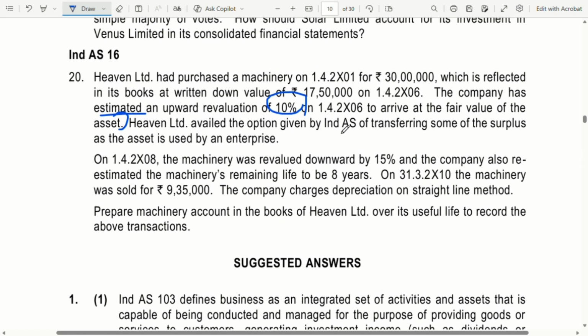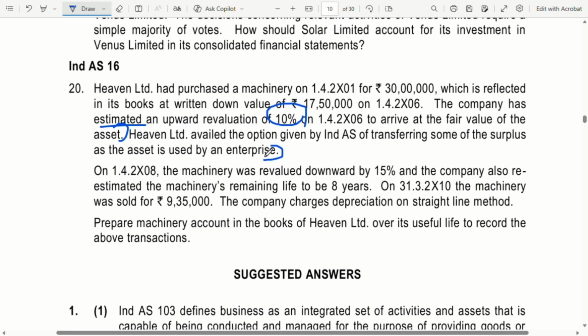So 5 साल के बाद वो लोग revaluation कर रहे हैं और वो भी upward revaluation कर रहे हैं. Heaven Limited availed the option given by Indies of transferring some surplus of the asset is used by the enterprise. तो यहाँ पे देखो वो बोले है क्वेश्चन में कि वो लोग ट्रांसफर करते हैं सरप्लस को. On 1st April 2008 वापस revaluation हो रहा है after 2 years.